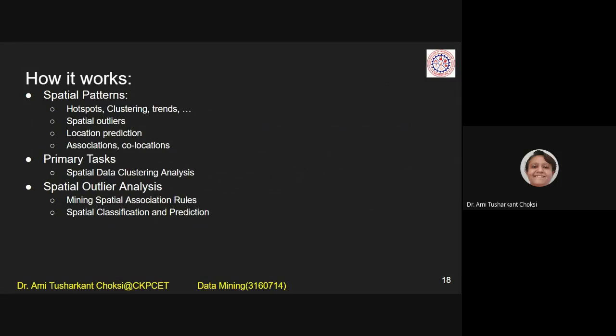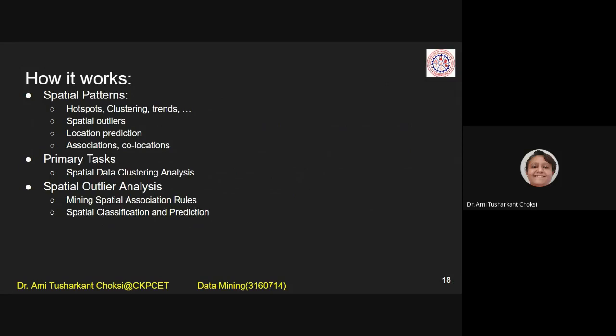Primary task, what is that? That is spatial data clustering analysis. Clustering is known to us. We took an example that was very simple. We had some simple numbers and we tried to make clusters out of them by using distances. What sort of distances have we used? Like Manhattan distance or Euclidean distance or many others, right? That was for normal simple numbers. Coordinates were there, x and y, right?